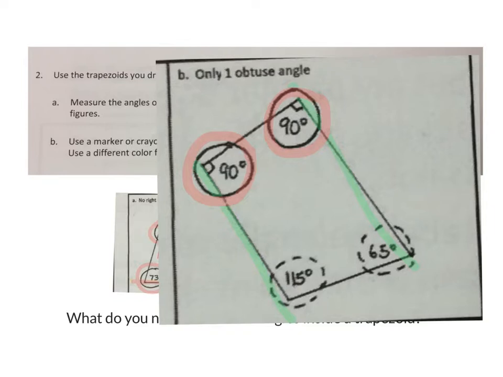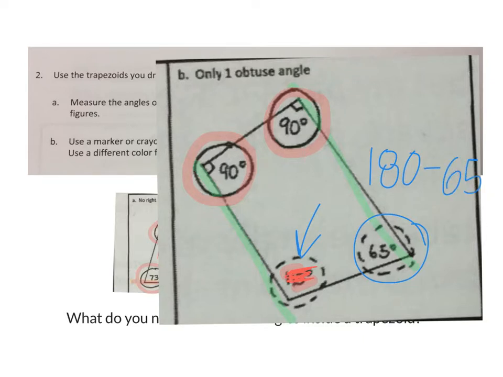Okay, so if I didn't know that this one was 115 degrees, let's pretend we didn't know. If I know that over here this is 65 degrees, how can I find this missing angle? I can do 180 minus what? 65. What's 180 minus 65? 115. Very good. And so that's the missing angle. Do you see that? Okay.